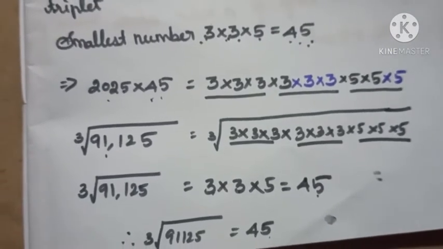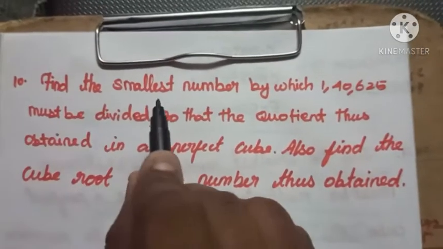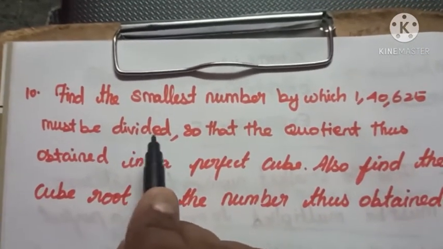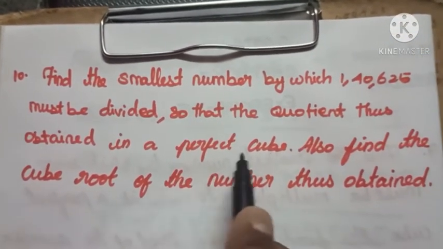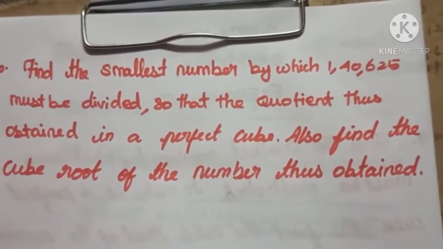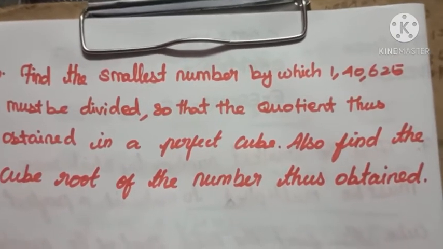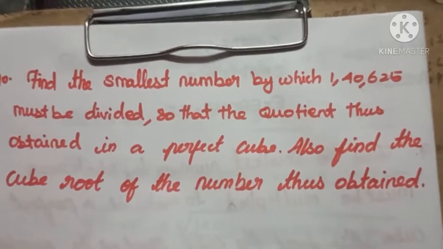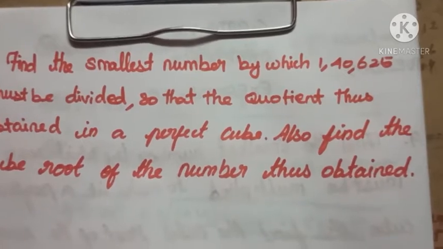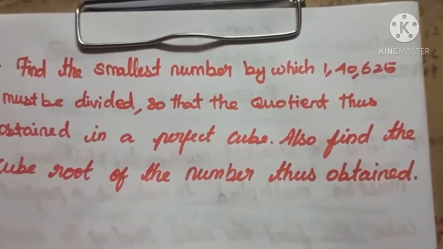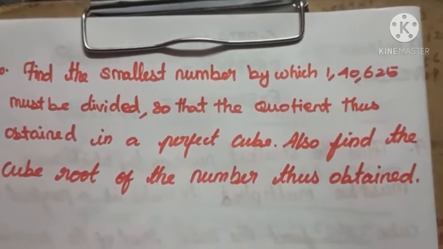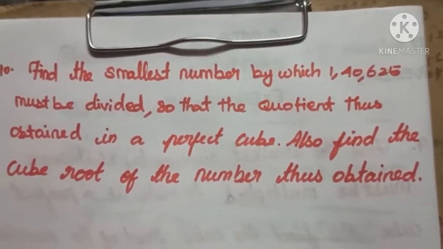Okay, next we move on to question number 10. Find the smallest number by which 1,40,625 must be divided so that the quotient thus obtained is a perfect cube. Also find the cube root of the number thus obtained. In the previous sum, we were supposed to multiply. We needed to add extra factors to make the triplet. But here we need to cancel those which are not in a triplet. We have to cancel them and divide this number by the smaller number. We get one quotient, that is the perfect cube number. We need to find out the cube root.